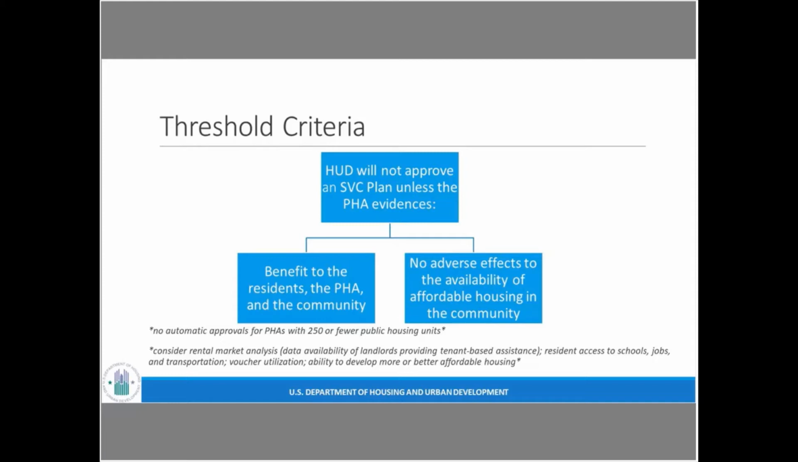The housing authorities really need to evidence that the plan is in the best interest of their residents, the PHA itself, and the overall community. And we're going to be looking for supporting documentation and evidence, including what the market looks like for taking in those voucher holders, the landlord supply, the access to schools, jobs, transportation, and then looking at the future use and what's going on with the project.